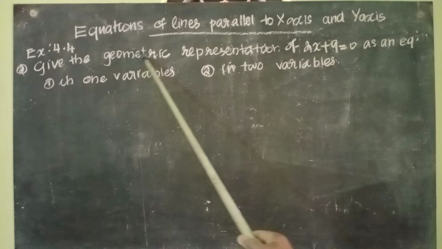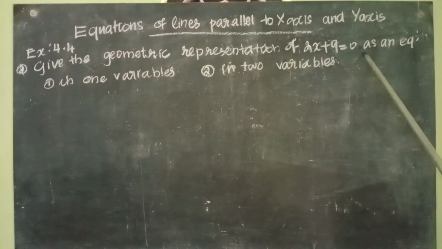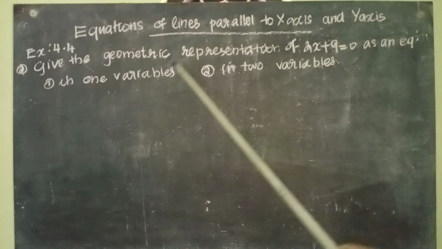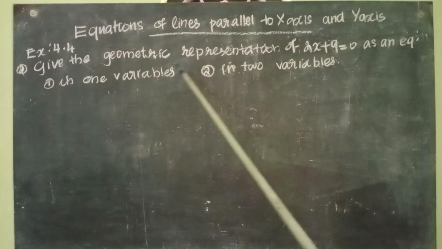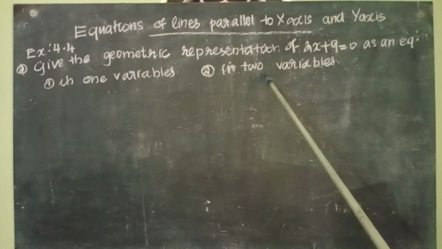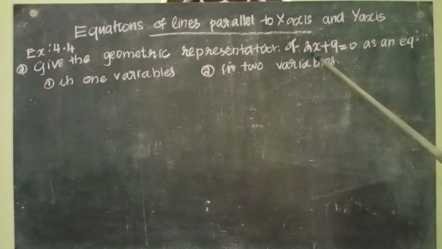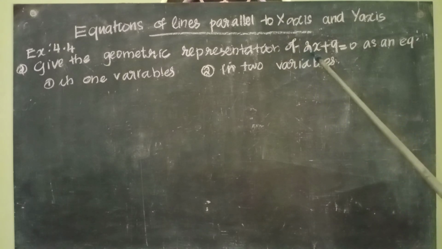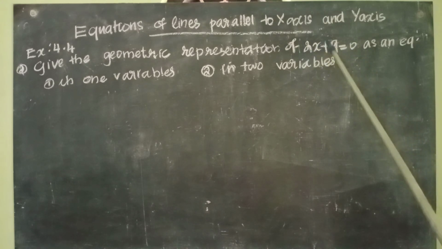Next question: give the geometric representation of 2x plus 9 equals 0 as an equation in one variable and in two variables. In one variable means on the number line. In two variables means on the Cartesian plane. First we have to change this equation. The equation is 2x plus 9 equals 0. We have to change it into the form x equals.